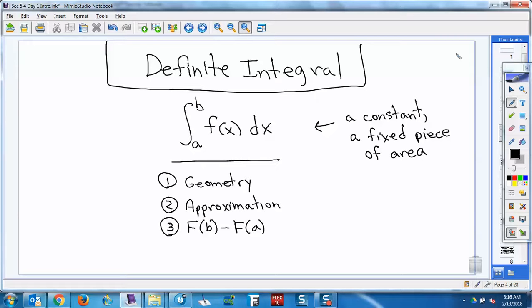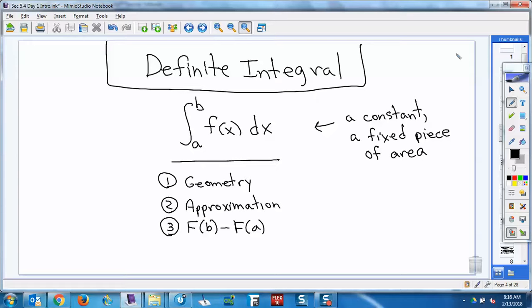Do the antiderivative, work it out. If there is no antiderivative, then we have no choice. If we can't do geometry, then we have to do approximation. We're going to get into that more, but that's where machines come in. If you type into your calculator, well, let's do it right now.